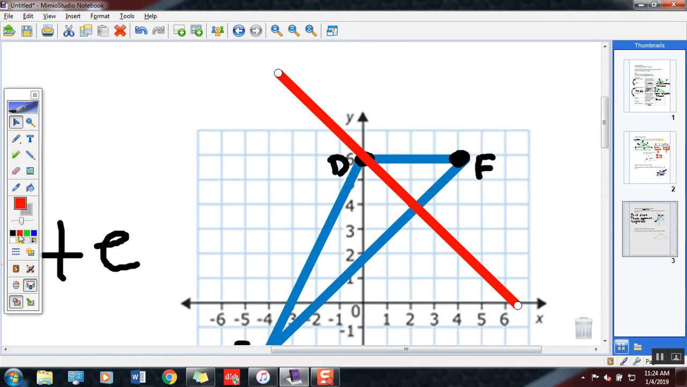Now, let's go from E. Now again, keep in mind, how many of these lines need to intersect to find these points? Do we need to do all three, or can we get by with just doing two? Two is good. But what's really cool is we get a third line. Check.